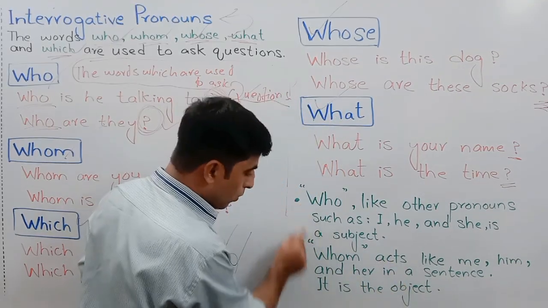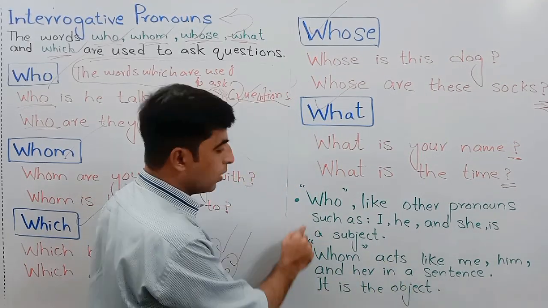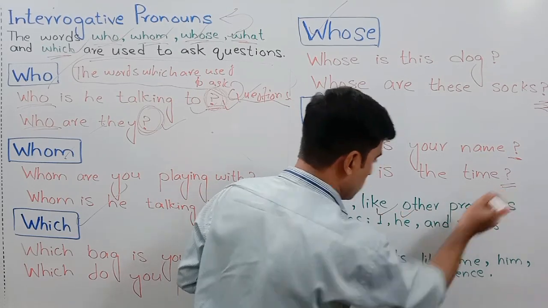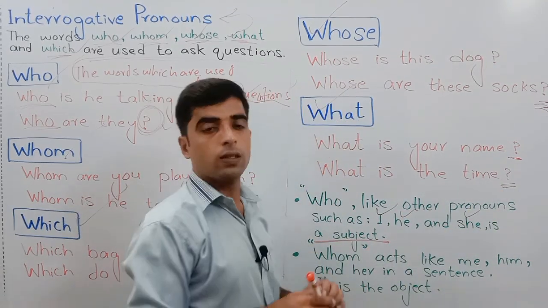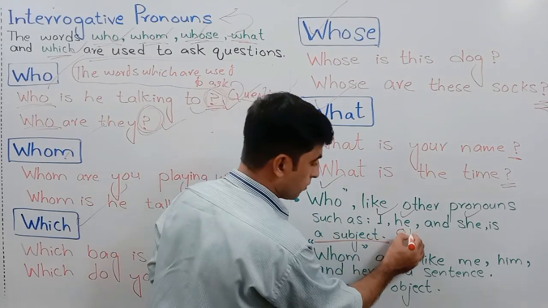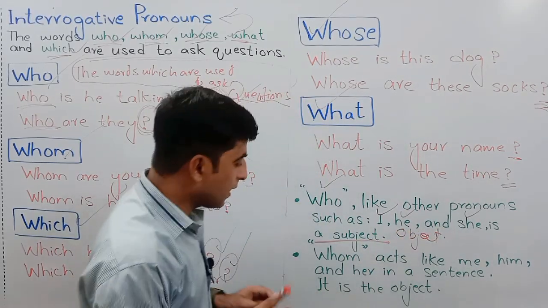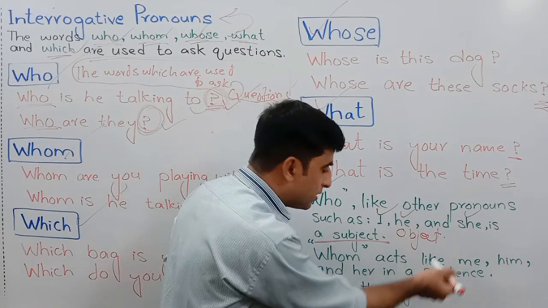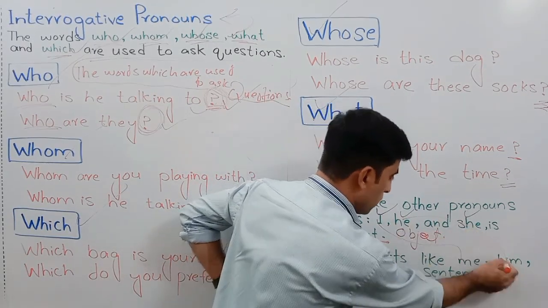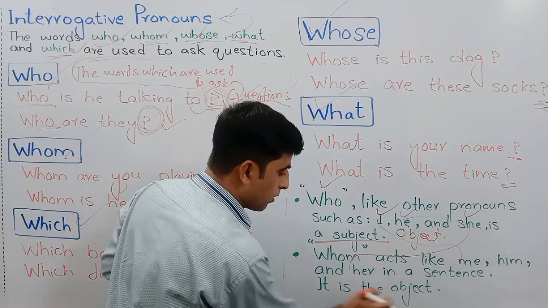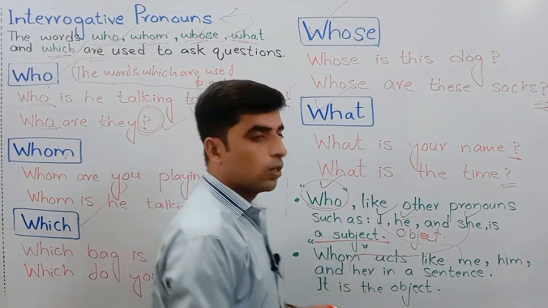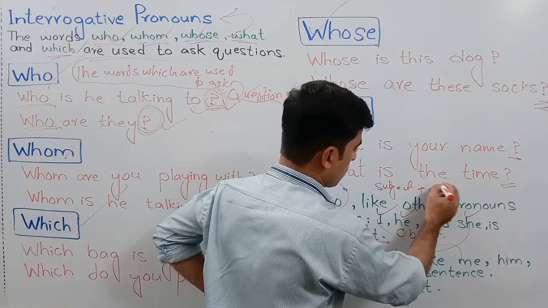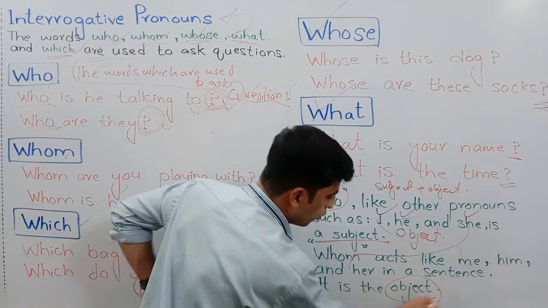For who and whom, what is the difference between who and whom? Who, like other pronouns such as he, I, and she, is a subject. Some grammarians suggest that who can be used as an object. But in the case of whom, whom acts like me, him, and her. As you know, these are the objective case of I, he, and she. In a sentence, it is an object. In simple words, you can say that who acts as the subject, and whom can only be the object in the sentence.